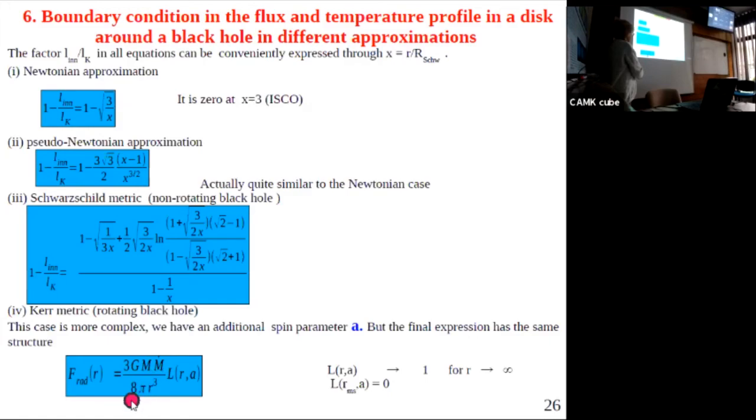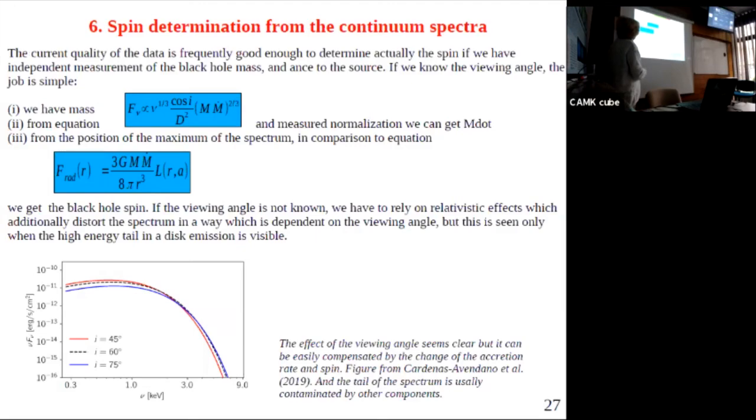Similar scaling: 3G times black hole mass times accretion rate divided by 8 pi r cubed, and no dependence on the viscous forces, but a complex dependence on radius and spin, and always this is 0 at the marginally stable orbit, and this factor goes to 1 as we go to infinity. But this dependence on the spin is pretty strong.